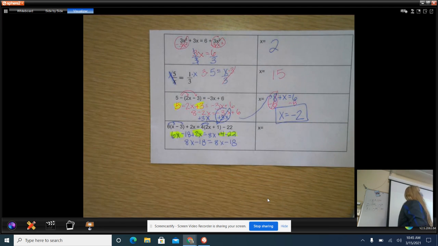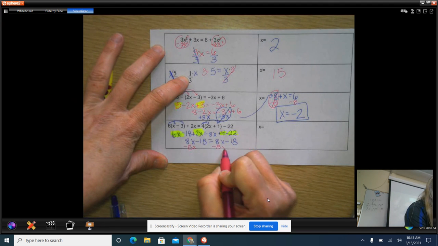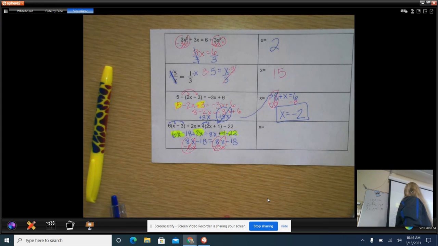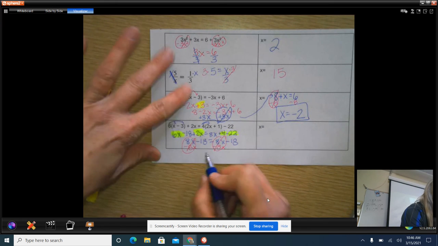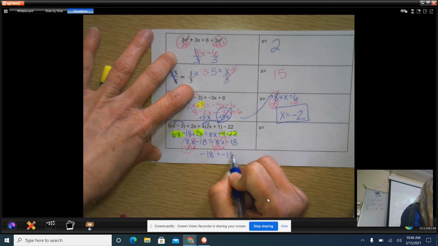Now that we have combined our like terms on either side, it's time to move our letters from one side to the other. So I have an 8x. I'm going to subtract 8x from both sides. And shockingly enough, they both go away. Now, what I have left is negative 18 is equal to negative 18.